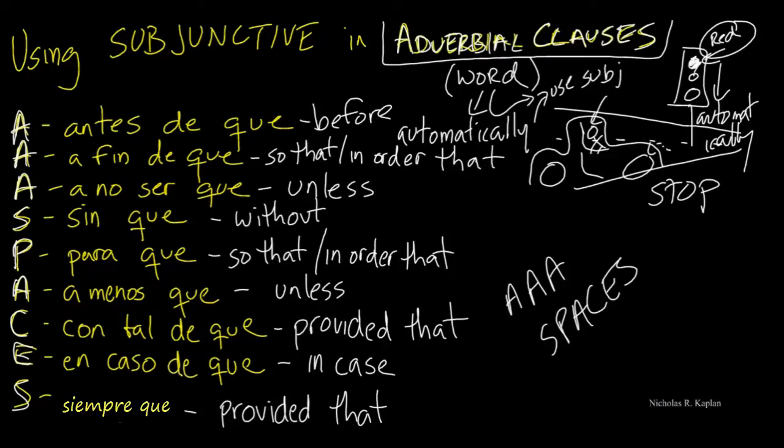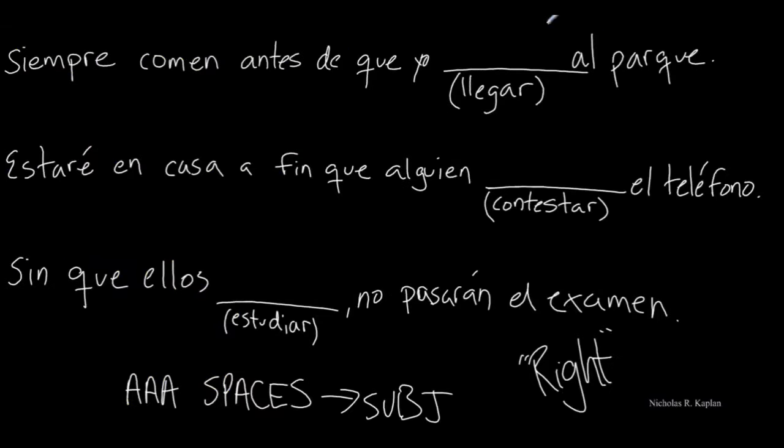And when we see one of these words, or we can call it a fancy term, our adverbial clause, we have to automatically use subjunctive, present or past, depending on the context. Okay, well, let's go through and let's look at a few examples to see this in application.